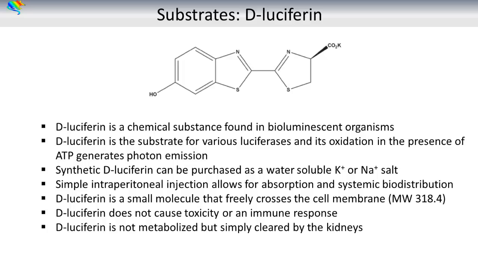The substrate D-luciferin. D-luciferin is a chemical substance found in bioluminescent organisms. D-luciferin is the substrate for various luciferases, and its oxidation in the presence of ATP generates photon emission. Synthetic D-luciferin can be purchased as a water-soluble potassium or sodium salt. Simple intraperitoneal injection allows for absorption and systemic biodistribution.